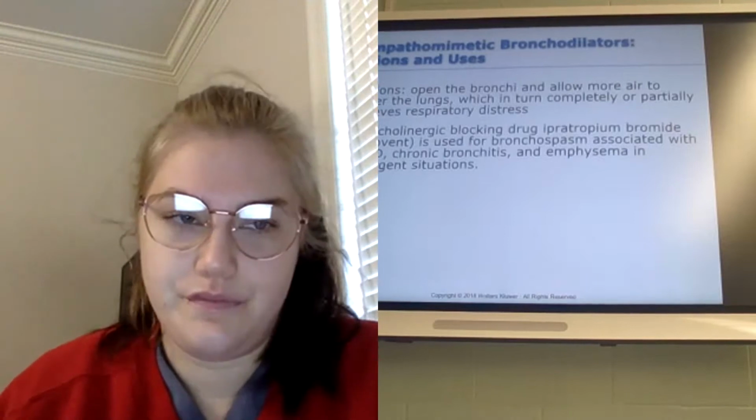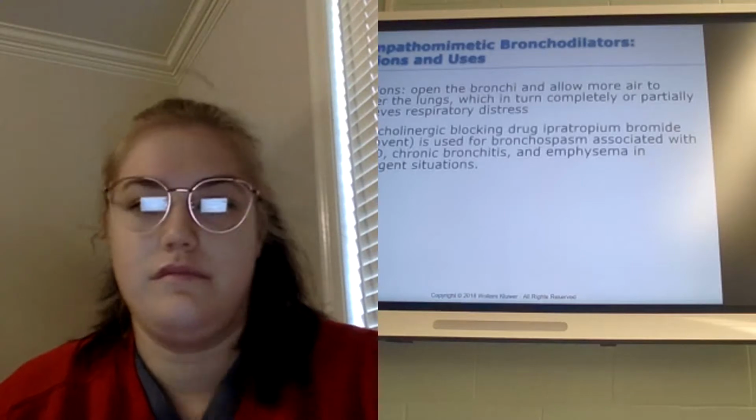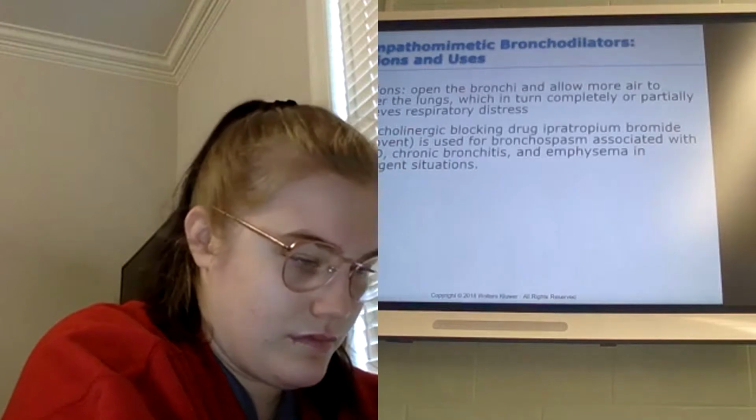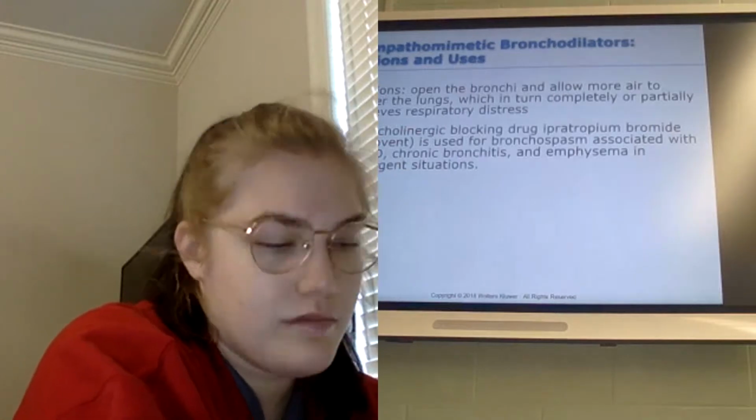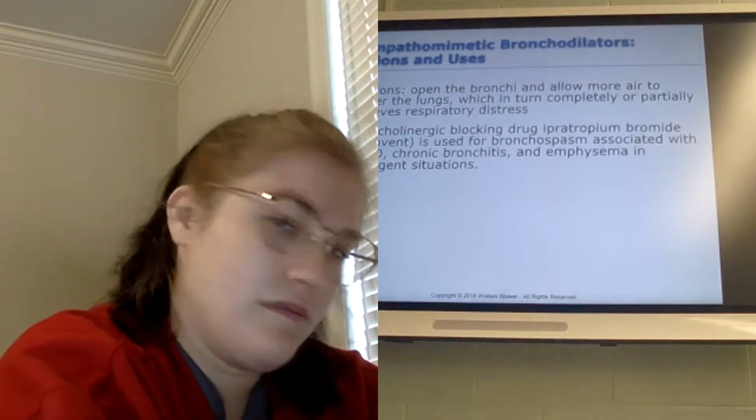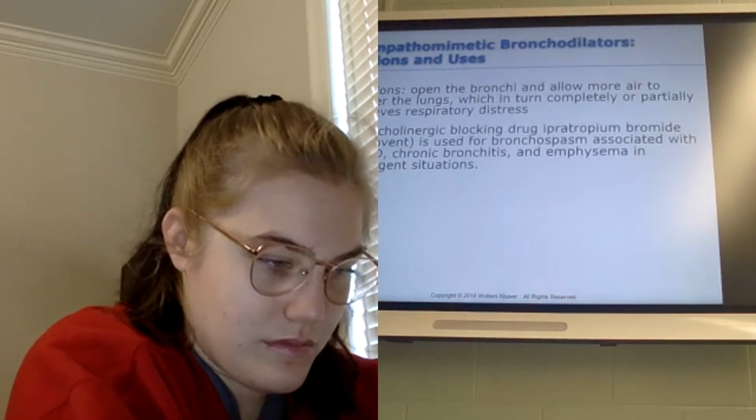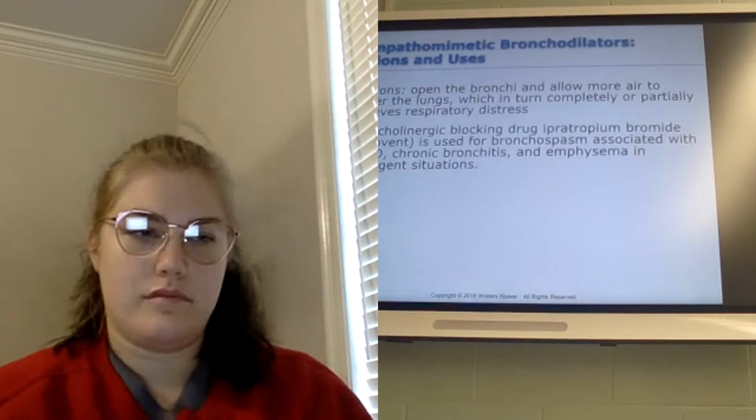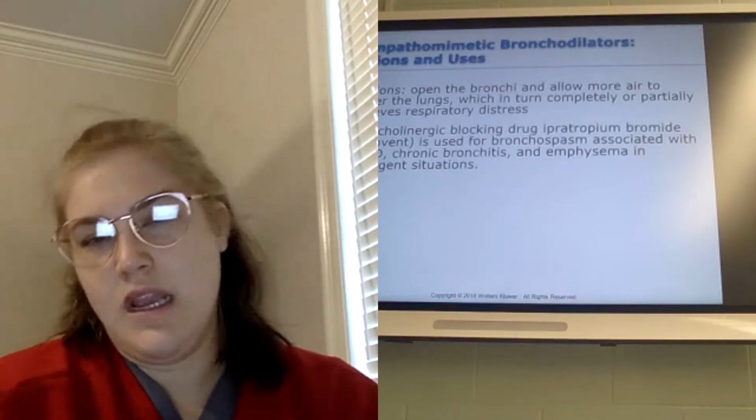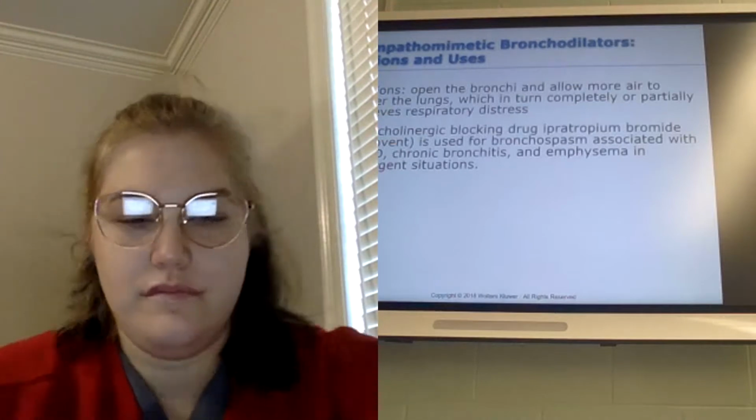So the cholinergic blocking drug, ipratropium bromide, is used for bronchospasms associated with COPD. Remember I told you if it's cholinergic blocking, that would be the same thing as sympathomimetic, that fight or flight response. So it's used for bronchospasms associated with COPD, chronic bronchitis, and emphysema in emergent situations. The main thing I'm going to have you remember about these drugs is that we're going to have some drugs that act immediately and are given emergently, and then we're going to have long-acting bronchodilators that are not for emergency events.